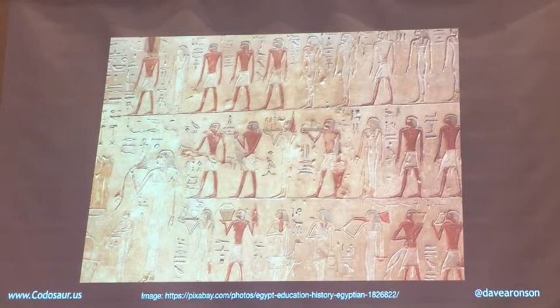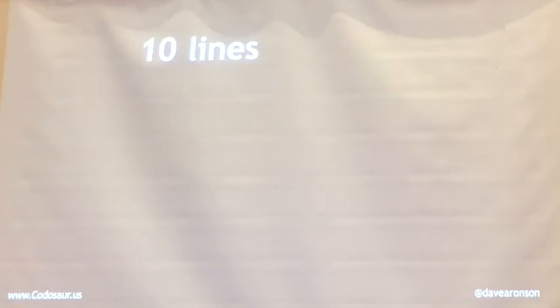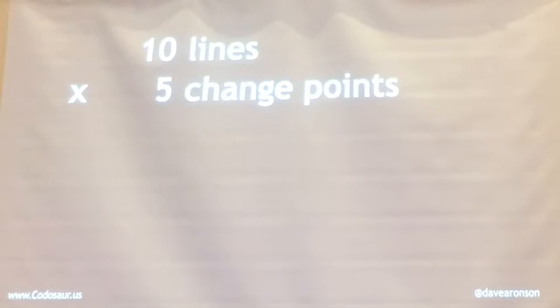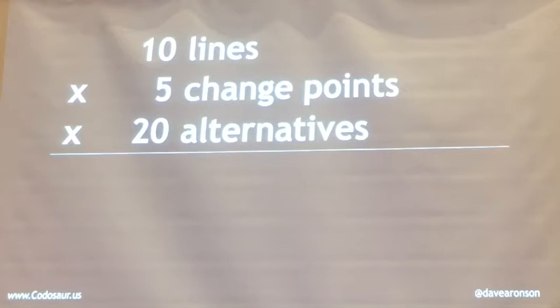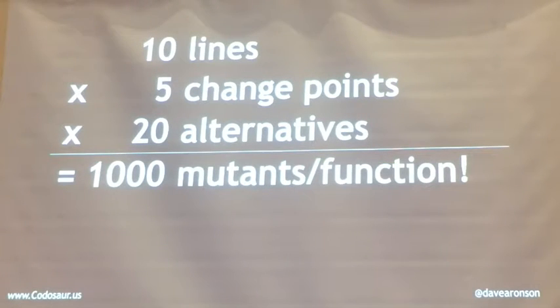But that leads us to the next question. Why is it so CPU intensive? To answer that, we need to crunch a few numbers, but don't worry, it's pretty easy. Suppose we have a program made up of functions with about 10 lines each on average. And on each line there are about 5 places where it could be changed or mutated to about 20 different alternatives. That works out to 1,000 mutants per function.